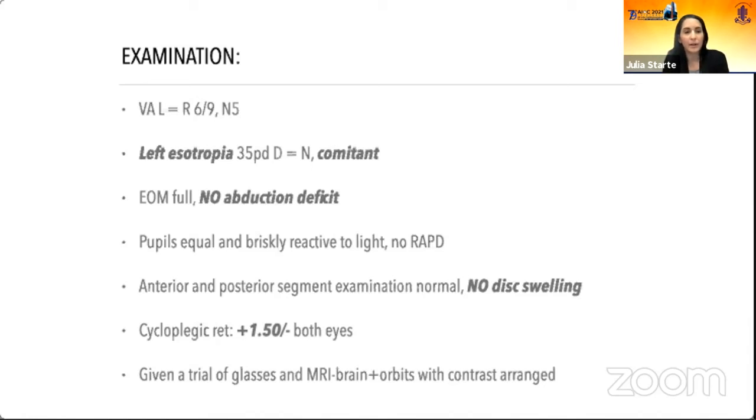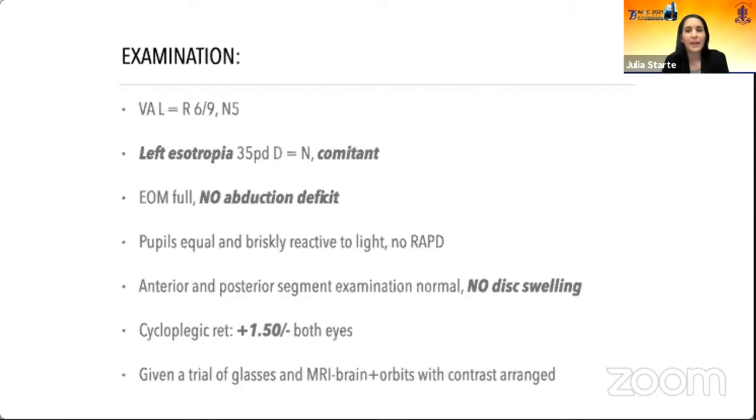A cycloplegic retinoscopy was performed, and she had plus 1.5 diopters of hypermetropia in both eyes, which is really not significant, but for what it was worth, we trialled a pair of glasses to see if it made any difference to the strabismus. However, concurrently, we also ordered an MRI of her brain and orbits with contrast.